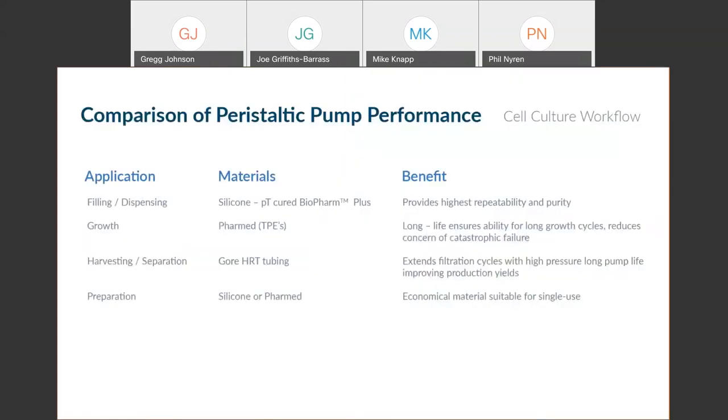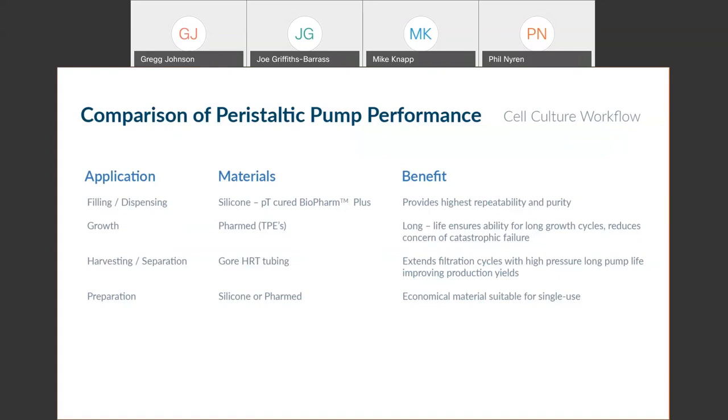The most popular material used is silicone-based. The Biopharm Plus silicone, a platinum-cured material, is one of the best to use in bioprocessing applications. It has very low spallation, very smooth surfaces to prevent cell adherence. Additionally, it has a very short break-in period, and it holds its shape retention better than other materials. This means improved pumping accuracy.